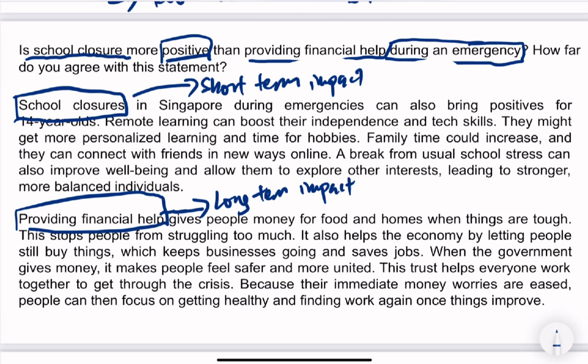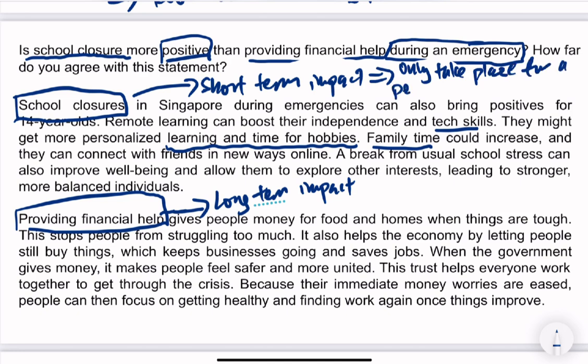Now, how is this the case? Short-term impact, yes, students are able to learn more skills. Students can actually have more family time. So tech skills, family time, learn a new thing, and time for hobbies. So these are positive things. But why is it short-term? It's short-term because it can only take place for a period of time, until people go back to school, then these so-called benefits from school closure, you don't see it anymore. So that's why it's not as important.